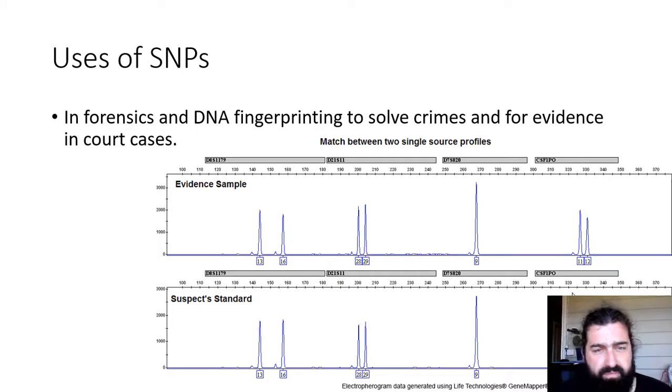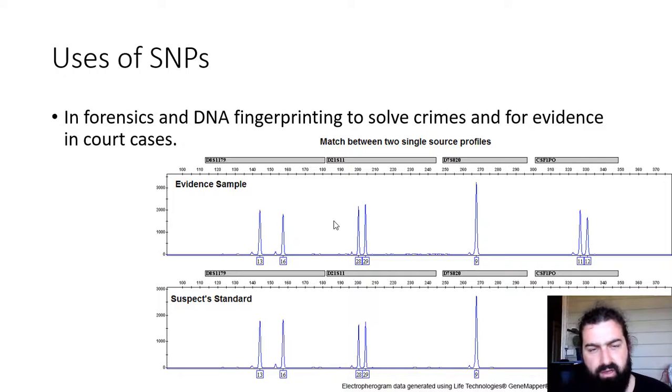A second use for SNPs is in forensics and DNA fingerprinting to solve crimes. So we've got a picture here of what would typically be submitted in a court case for a crime where there's DNA evidence. We sample lots and lots and lots of DNA, but there's no point showing most of it because most people share their DNA. So these spikes here are SNPs that have been pre-identified as areas of interest.